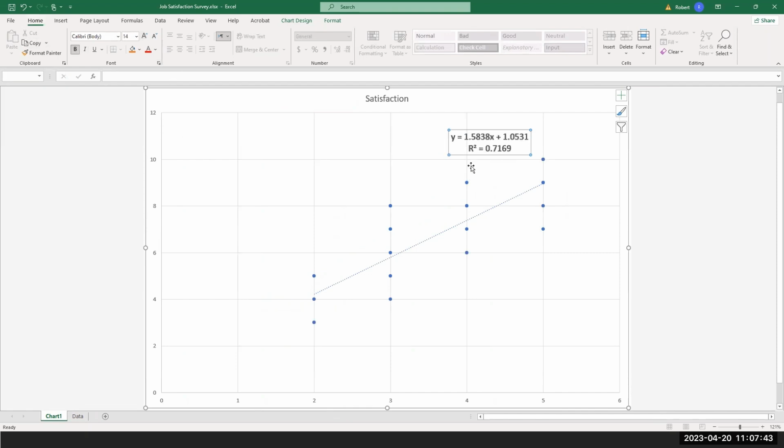Just make that a bit bigger. Yeah, so if you look at this equation, just ignore the R squared value. What I will say about R squared is that this is the square of the error, and the closer this number is to 1, the better that this line summarizes all of the data.